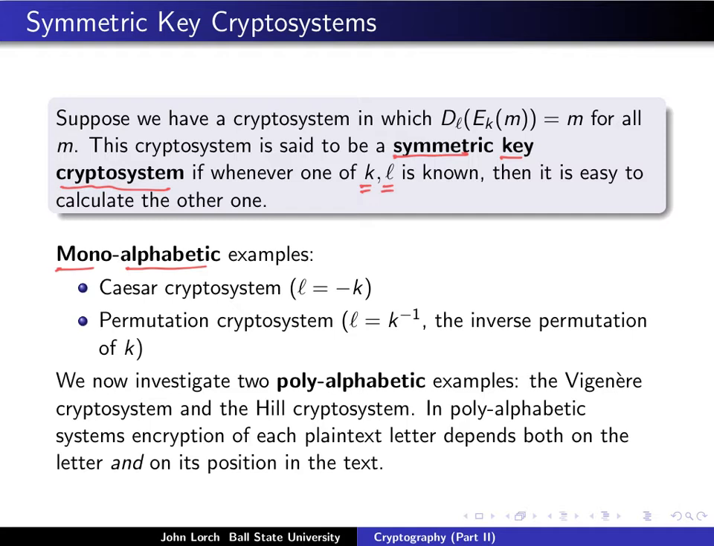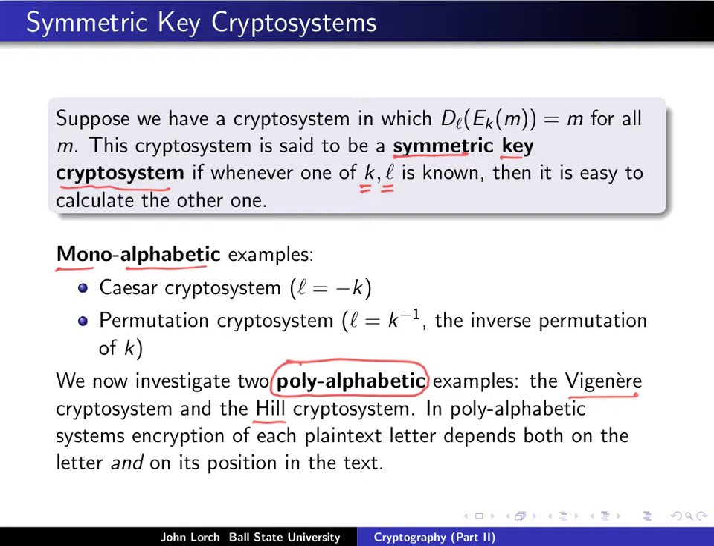In this video, we're also going to investigate some what are called polyalphabetic examples of symmetric key cryptosystems. These two examples are going to be the Vigenère system and the Hill cryptosystem. Polyalphabetic cryptosystems have an added feature where the encryption of each plaintext letter depends not only on the letter, as in the monoalphabetic examples, but also on the position of the letter within the text.